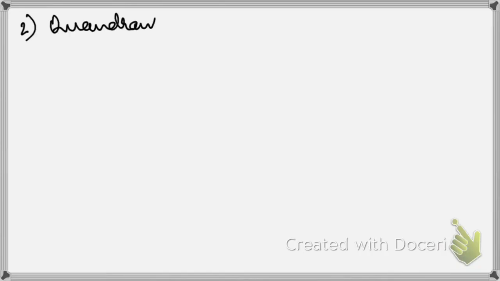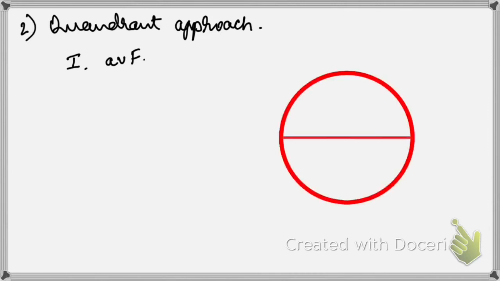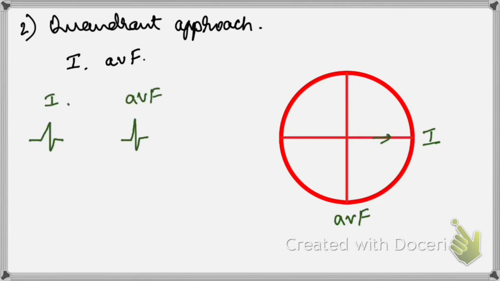Okay, so the next method is the quadrant approach. It gives gross cardiac axis values, which is less accurate than the equiphasic method. Here we look at only two leads, that is lead 1 and AVF. Earlier we used to look at all the leads for the equiphasic one, but here it is only lead 1 and AVF. If both leads are predominantly positive, it comes in normal axis.